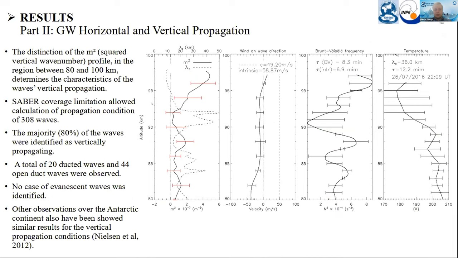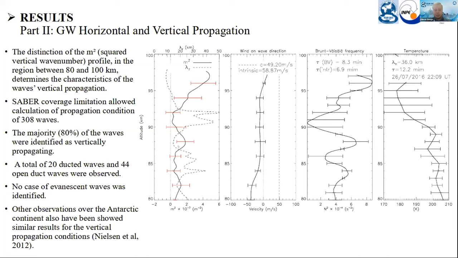The vertical propagation was analyzed by the squared vertical wave number profile in the region between 80 and 100 kilometers. We also used the nearby radar winds and SABER. As SABER has a coverage limitation in the polar region, only 380 waves were analyzed. And we saw a majority of the waves identified as propagating, about 80%.